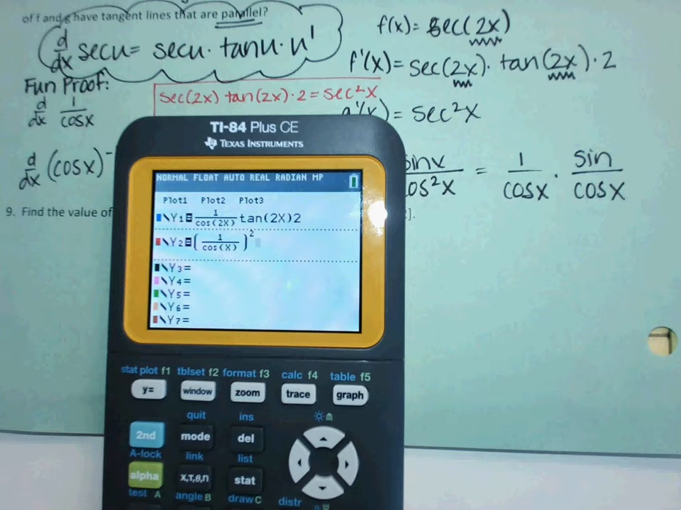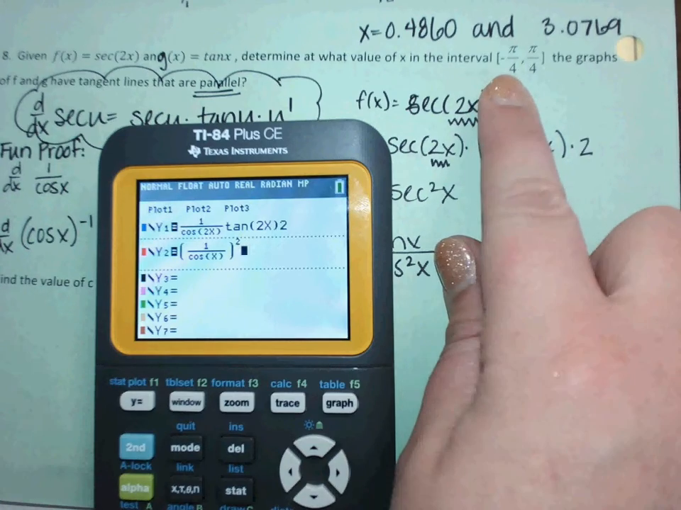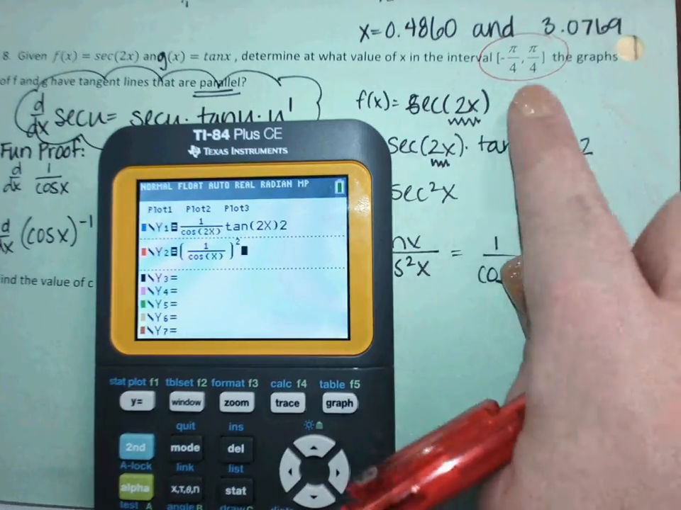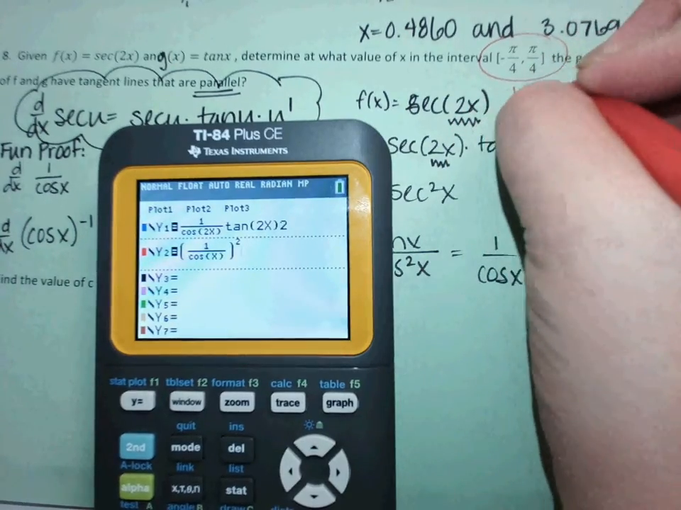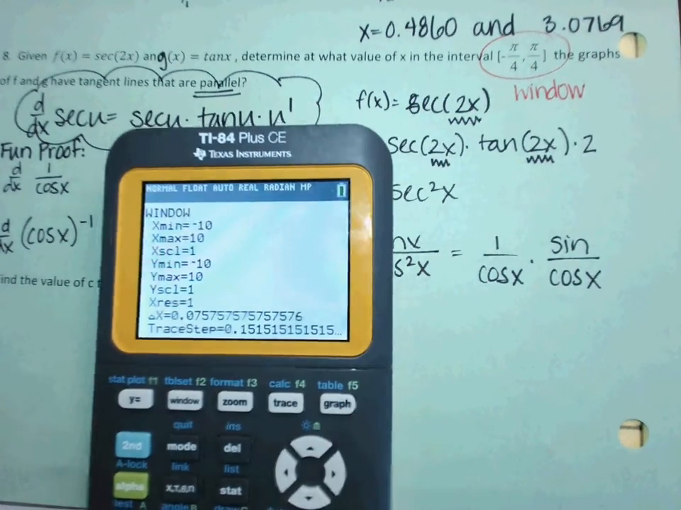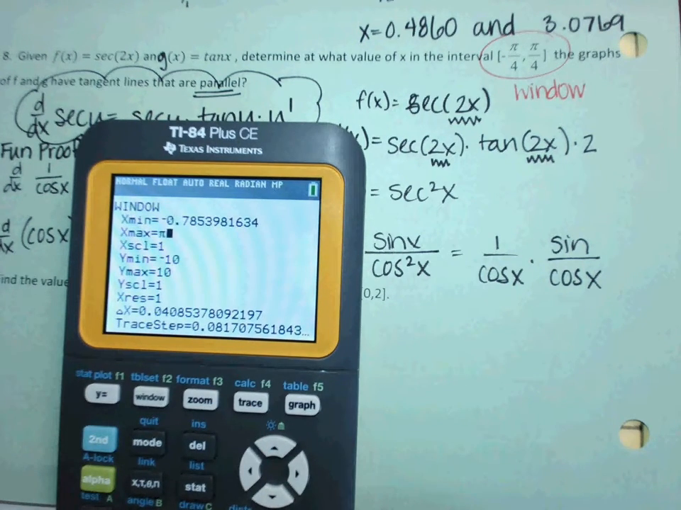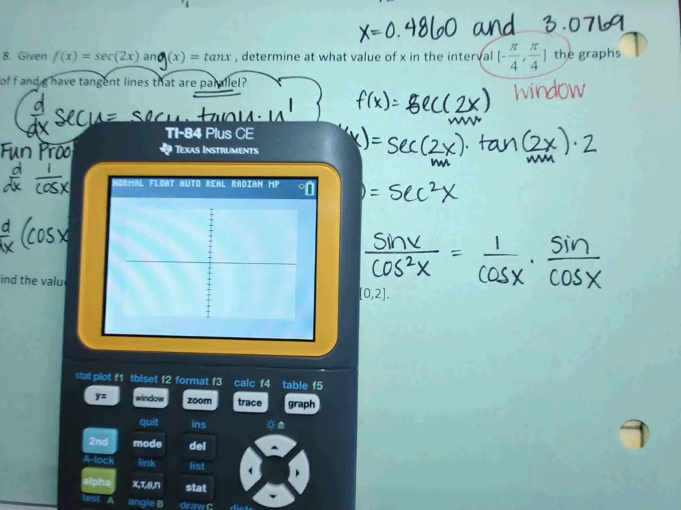Now from here, what are we doing? Taking the equations, setting them equal. Anytime it's a trig, you're going to need to restrict your domain because these are going to probably cross a bunch of times. So we're only looking here. I'm going to go into window and adjust it. That's going to be negative pi over 4 and then positive pi over 4. So from negative 0.78 to positive 0.78. The other scales I don't really care about. You could adjust them if you wanted to though.